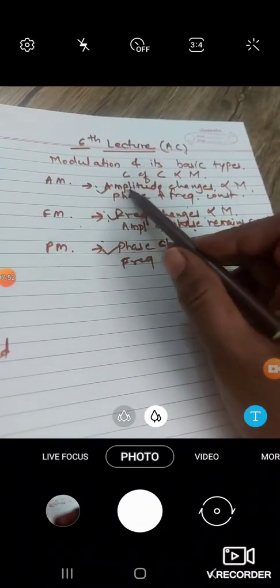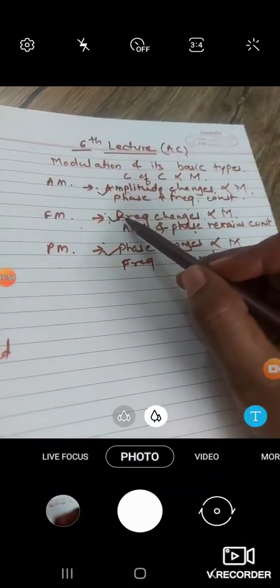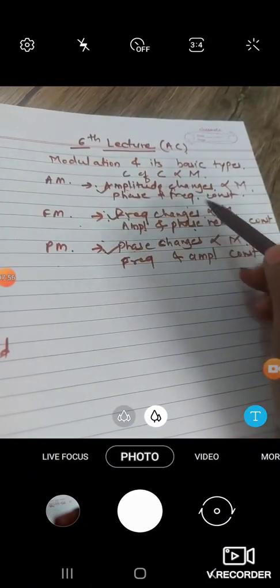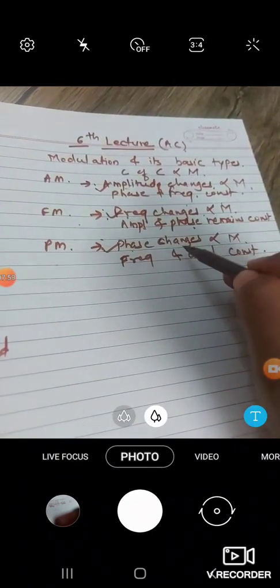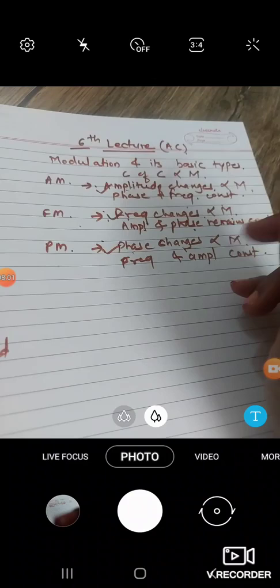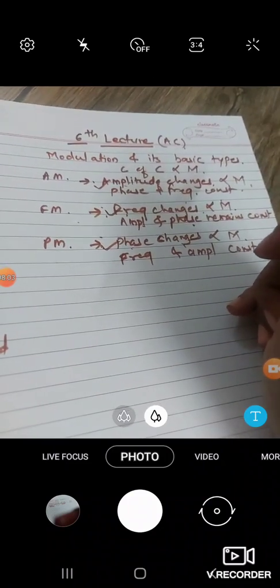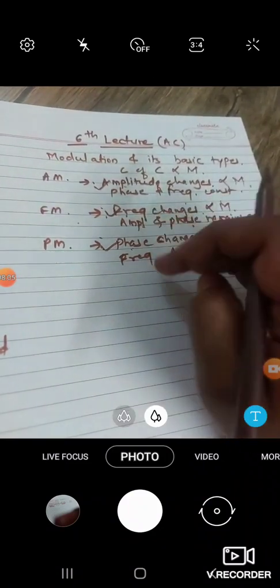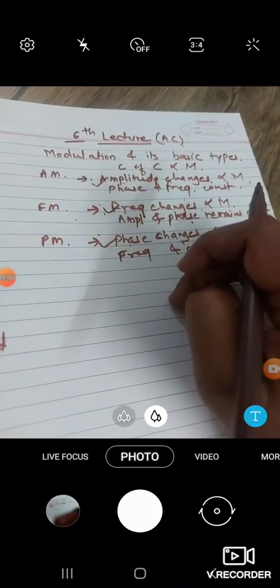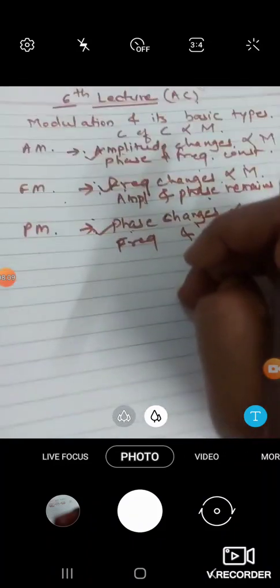When amplitude changes, it is called amplitude modulation. When frequency changes, it is called frequency modulation. And when phase changes, it is called phase modulation. That is the difference between AM, FM and PM. Okay, I hope all of you are clear with that.